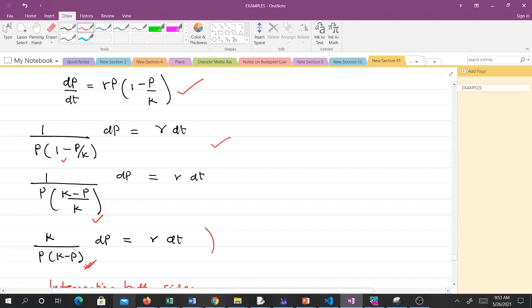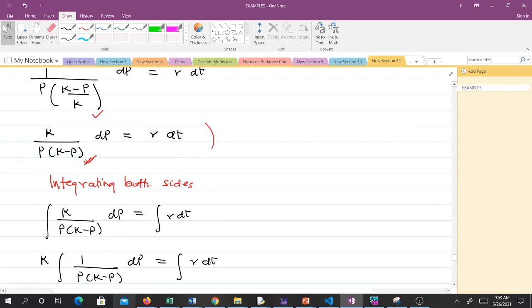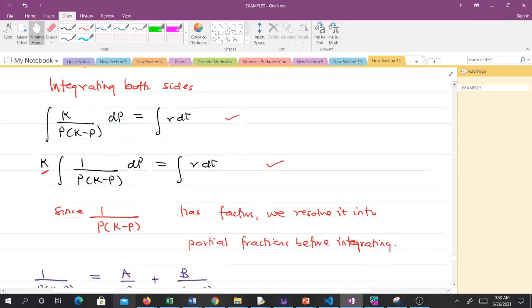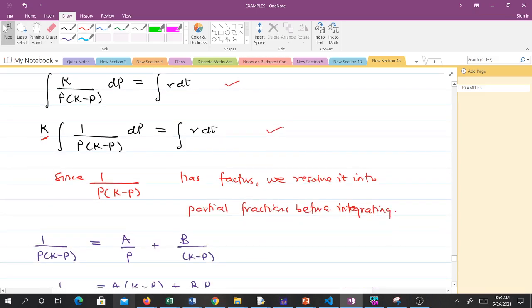Okay, so after doing this, then we have to integrate both sides. Okay, so that gives us this. And because we are integrating with respect to p, we can bring our k outside here and we get this result. But you can see that when it comes to the denominator here, it is p times k minus p, right? So since we have factors over there, it will be very good if we can resolve these into partial fractions before integrating. So when we take the 1 over p times k minus p, because it has linear factors, resolving it into partial fractions, we'll get something of this form, right?